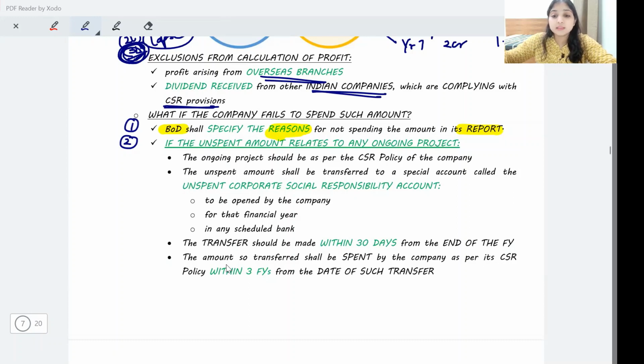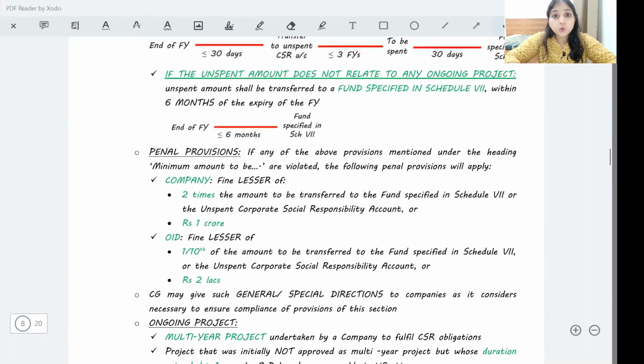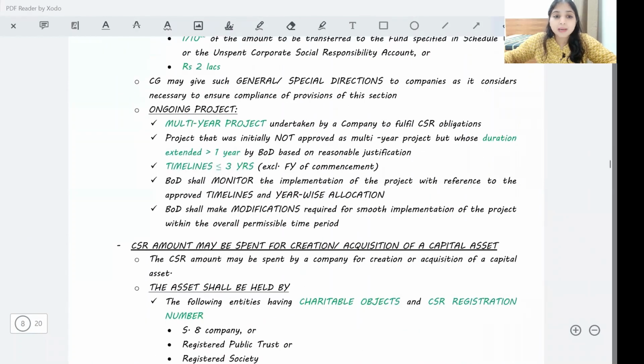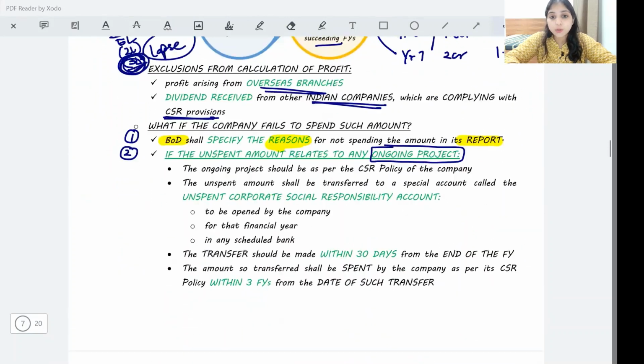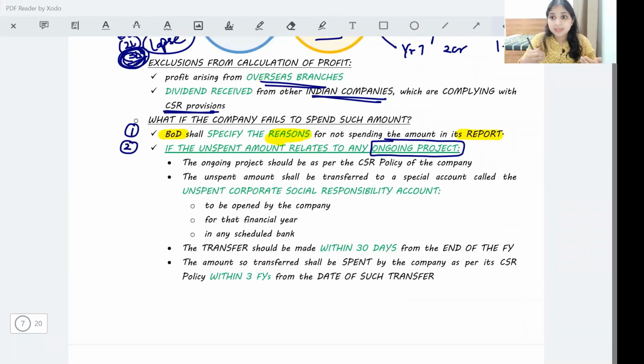Is it because the company has an ongoing project? Ongoing project means a multi-year project, a project which extends to many years, a project which is going to go on for more than 1 year, but within 3 years. Okay, so that project is called an ongoing project. So company spent less than 2%.